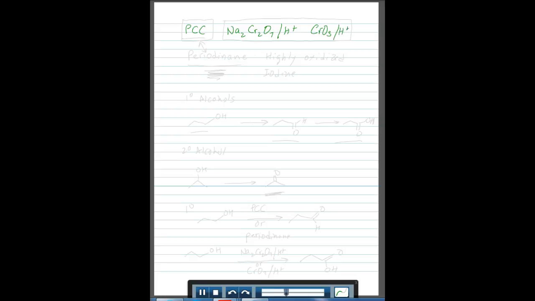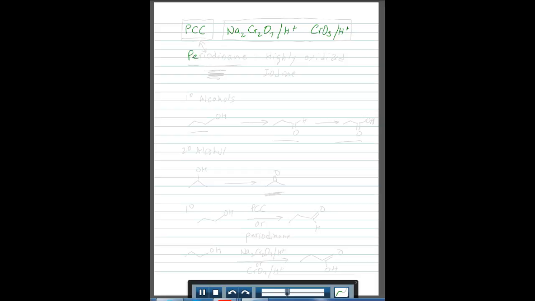Notice these are chromium compounds. Remember, PCC is a chromium compound. These are great oxidizing agents, but they have chromium. And chromium is not that good for the environment or for us. It's very toxic.